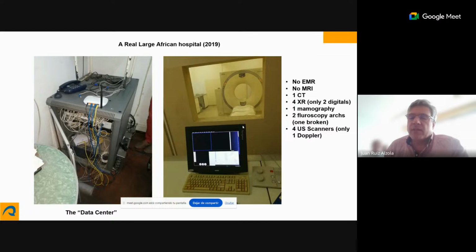And of course, this is an imaging conference, and Professor Westing was talking about MRI and modern MRI systems. So this is the data center of a hospital I visited. In this case, it was Mozambique, and in this case, one CT scanner on the right side. So they lack essential resources, and you can imagine the data center, like you can see in this picture.